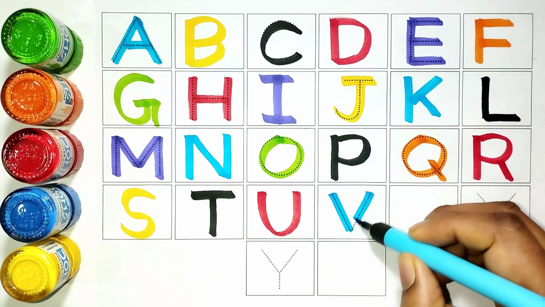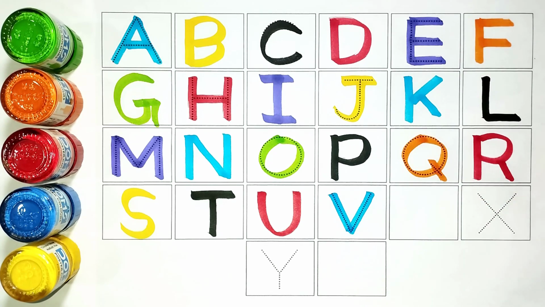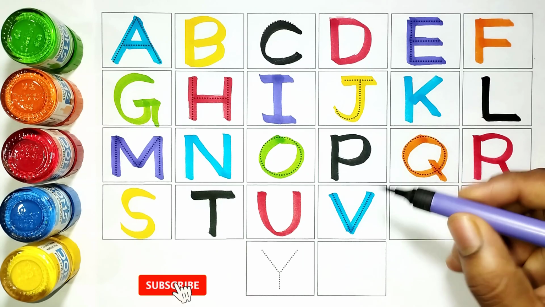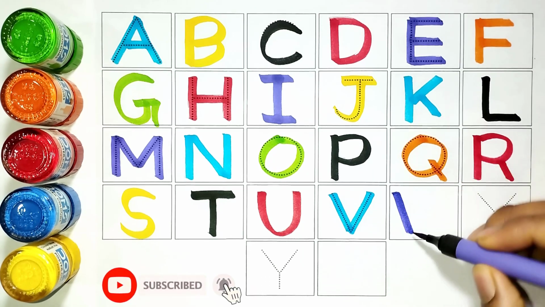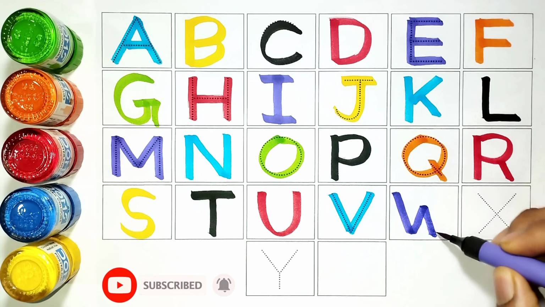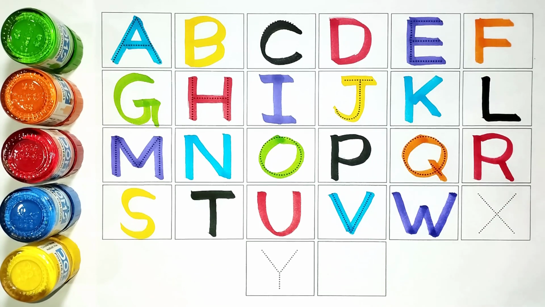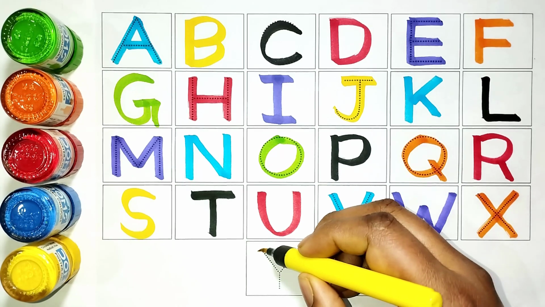V for van, purple color. W for water, orange color. X for xylophone, yellow color.